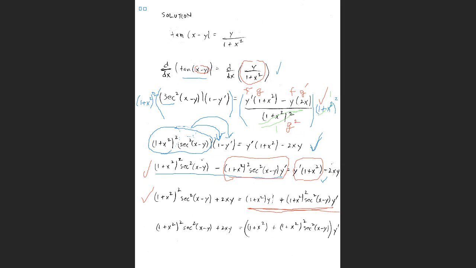And now I'm able to isolate. Well, what I'm going to do is factor. I'm going to factor out on the right side the y prime from both sides. So here's a y prime, and here's a y prime, and I factor that out here. And so I get this expression on the right side.